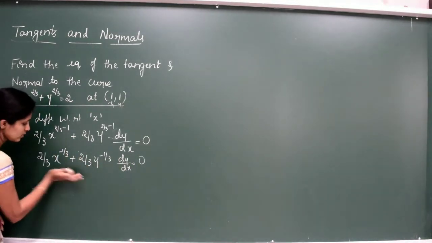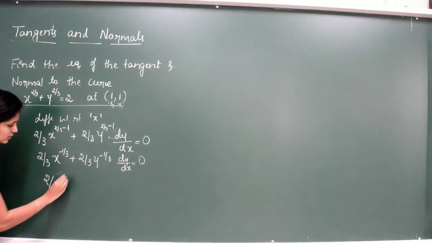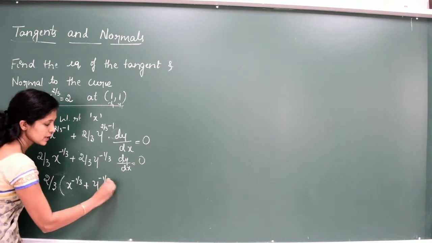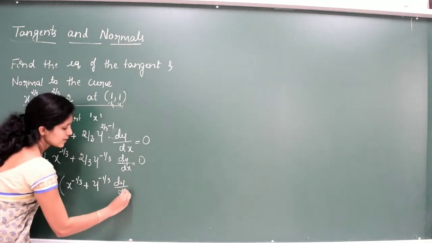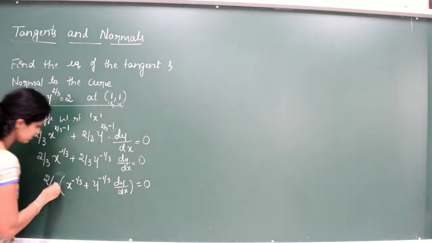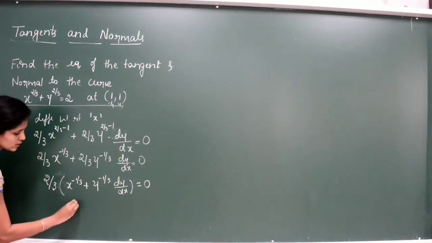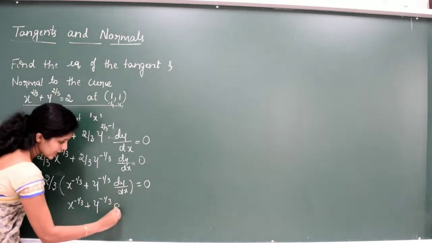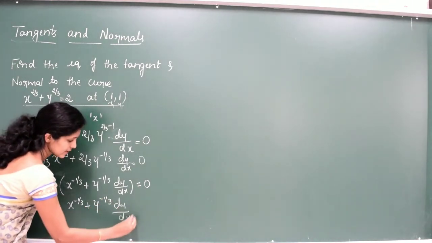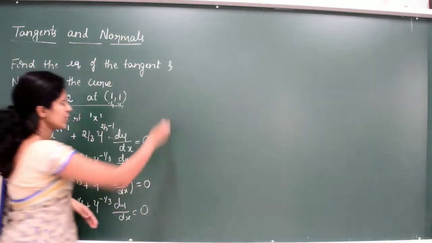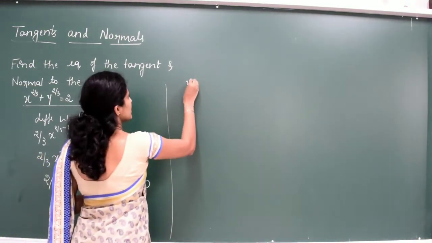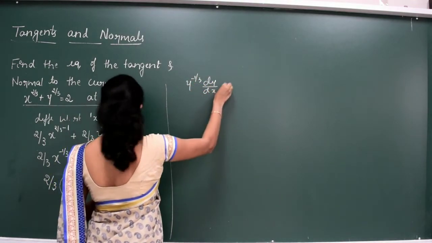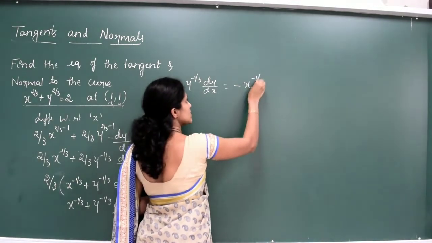Is it clear? Or what we can do? So this is now 2 by 3 x to the power minus 1 by 3 plus y to the power minus 1 by 3 into dy by dx is equal to 0. So this will be 0. So this is now x to the power minus 1 by 3 plus y to the power minus 1 by 3 into dy by dx is equal to 0. So here we can write y to the power minus 1 by 3 into dy by dx is equal to minus x to the power minus 1 by 3.